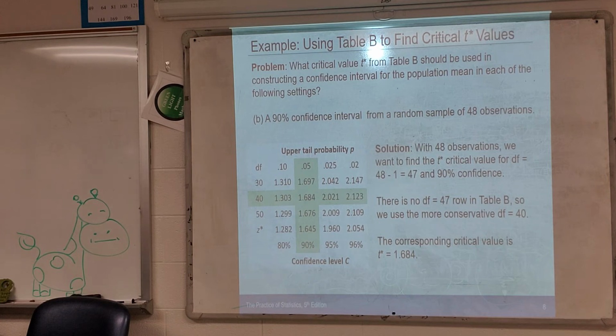They use the table. The table only has certain degrees of freedom, like 30, 40, 50. So they had to go with 40 to be more conservative, to help not throw off their interval as much. But we have an even better estimate using the calculator. So our answers are going to be different than theirs. Just FYI. But we're better.